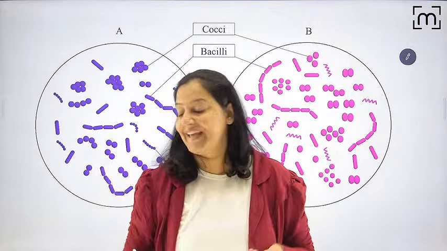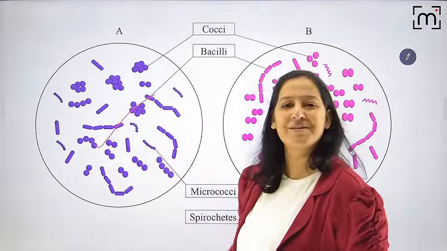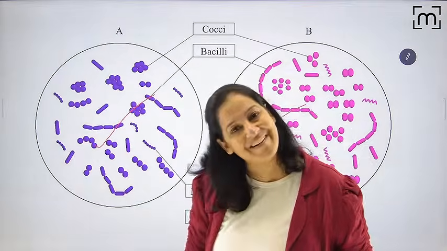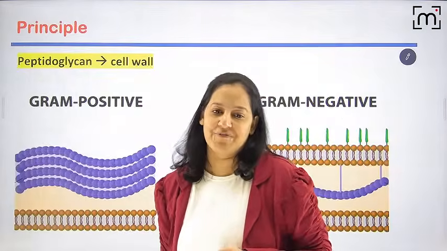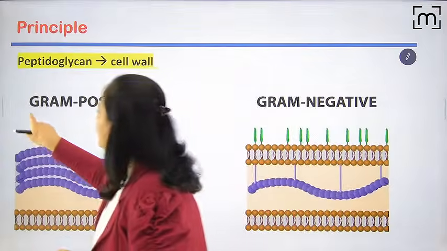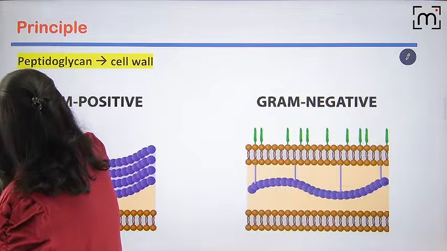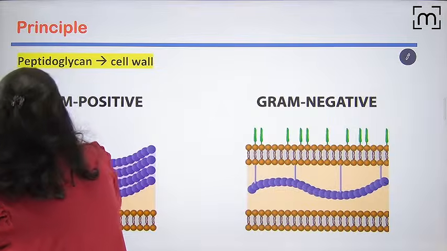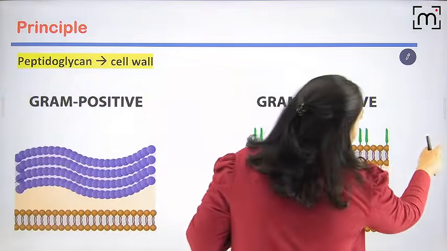Okay, got it? You can see the violet one, Gram positive. The red one, Gram negative. Appreciate Gram positive, Gram negative. See the cell wall here. In the cell wall, can you appreciate the composition of the Gram stain?